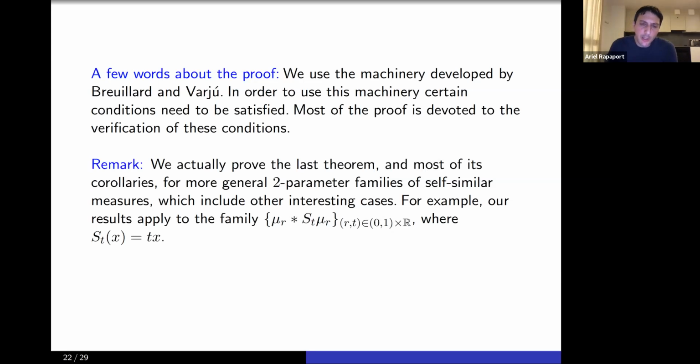For example, we can treat this family of self-similar measures. Here S_t is the scaling operator. It takes a real number x and multiplies it by t. Each of these measures is a convolution of two independent copies of a Bernoulli convolution with parameter r, where one copy is scaled by t. So this is another natural example we can treat. But I stated everything in the context of the homogeneous system with three maps for simplicity.